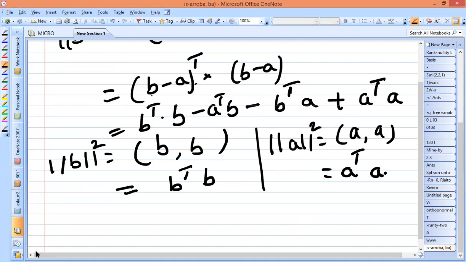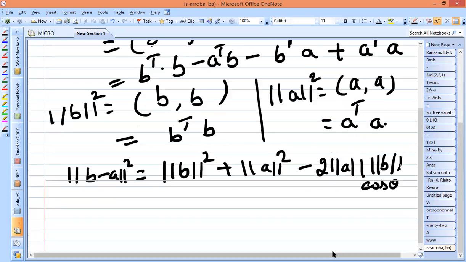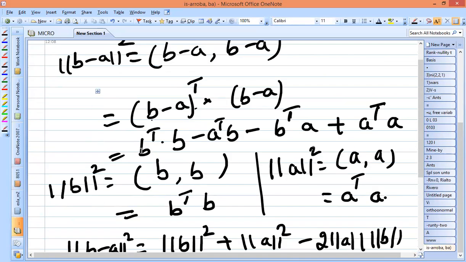Now we can also write (B minus A) whole square. We have seen the formula. It can be written as magnitude of B square plus magnitude of A square minus 2 magnitude of A into magnitude of B into cos theta. That is nothing but the (A minus B) whole square formula applied. Now for (B minus A) whole square, we have written B transpose B minus A transpose B minus B transpose A plus A transpose A.